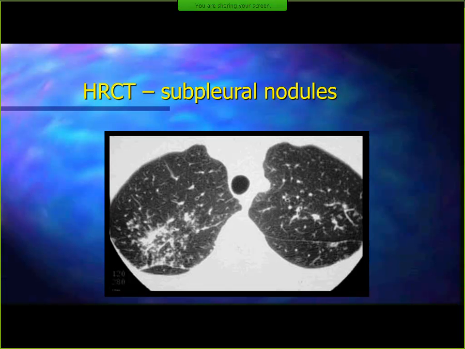Here, they like to accumulate here. And then you see by the fissure, you see these little nodes here. That's classical. And it has a distribution that is perilymphatic. It outlines, see, this is a secondary pulmonary nodule here. It outlines a secondary pulmonary nodule.